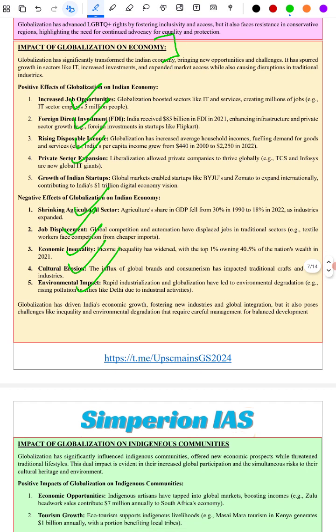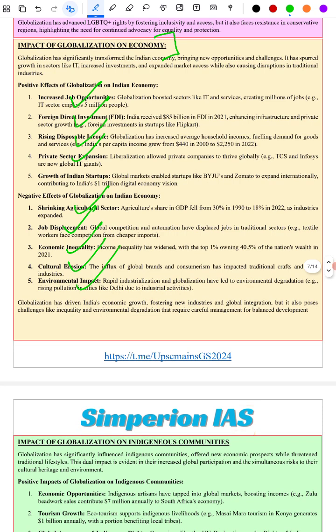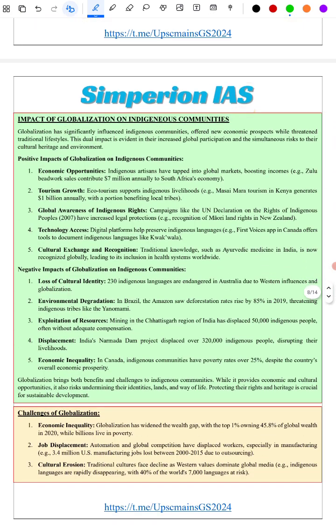Very normal points. But what is necessary is to add facts, examples, case studies, committee reports, and writing a good conclusion and introduction will fetch you good marks. Next is impact of globalization on indigenous community. We started with an introduction. We are given 5 positives of impact of globalization on indigenous communities. We are given 5 negatives as well.